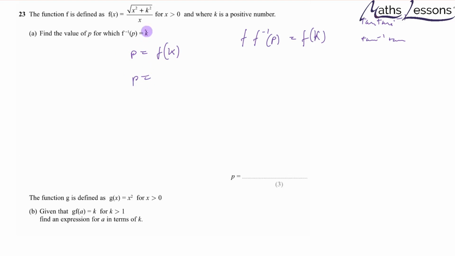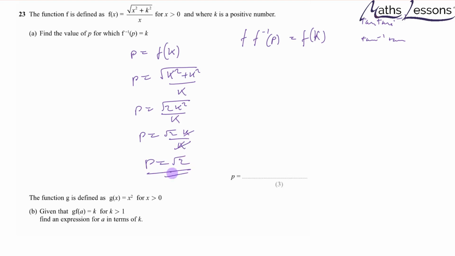And f of k, well, you just put k everywhere there's an x. So you get the square root of k squared plus k squared over k, which is the square root of 2k squared over k. Then we get root 2 times k over k. So the k's cancel, and p just equals the square root of 2.